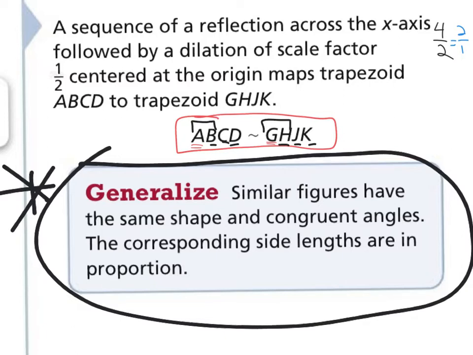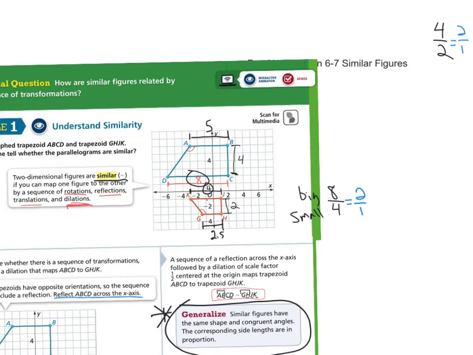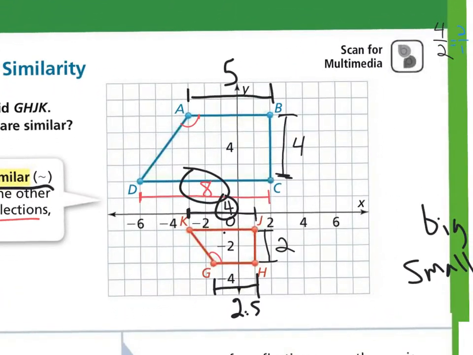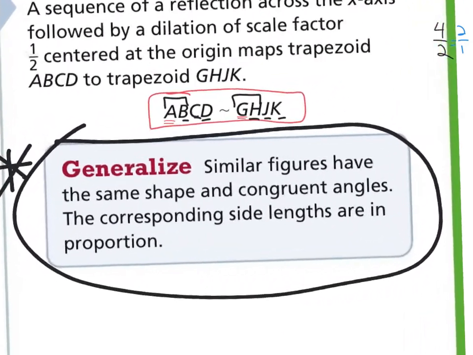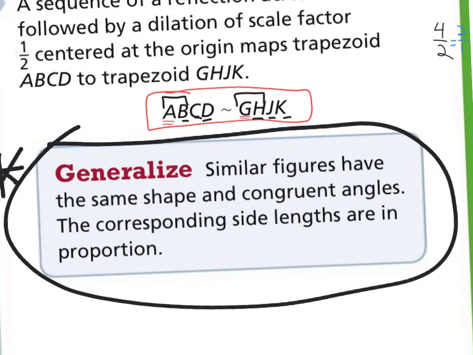Okay, we take the first two letters, AB and GH, and we're saying AB and GH are corresponding sides. AB is up here, GH down here, okay? Those sides correspond, they match up with each other. And same thing, we can do that for all of them. We can say BC matches up with HJ, CD corresponds with JK, and AD corresponds with GK.